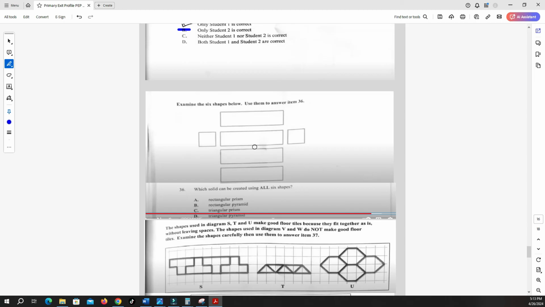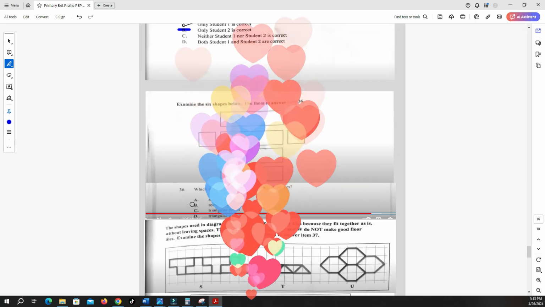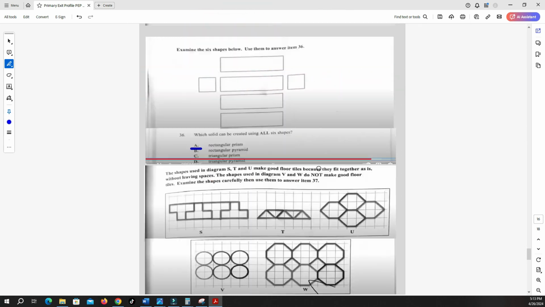I would say a rectangular prism. So this is a rectangle. I say a rectangular prism. When you look at that, it's clear.